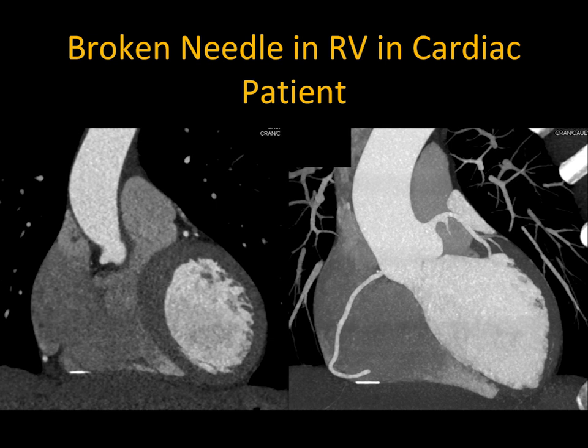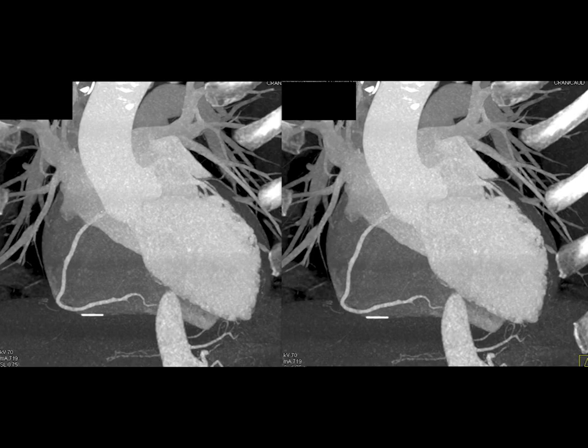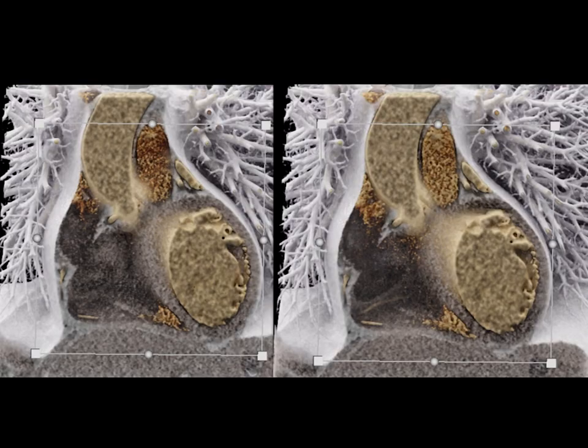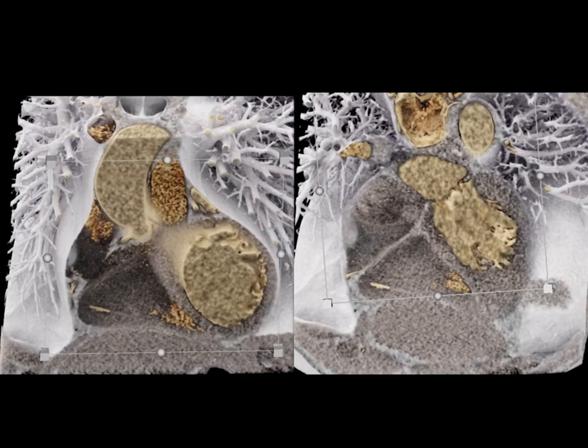Here's a patient who was being screened for coronary disease. You see an opaque density just beneath the patient's right coronary artery, and that's a broken needle. This patient was an IV drug abuser. Now you look at a cinematic rendering. I'm now looking in the patient's right chamber. You see the broken needle sitting there?